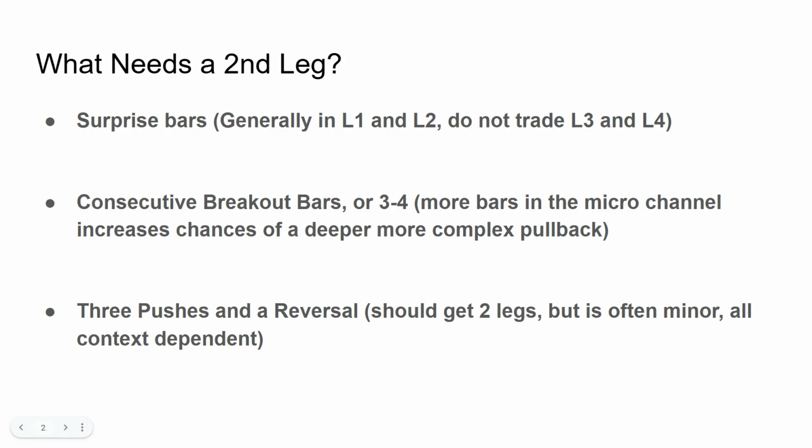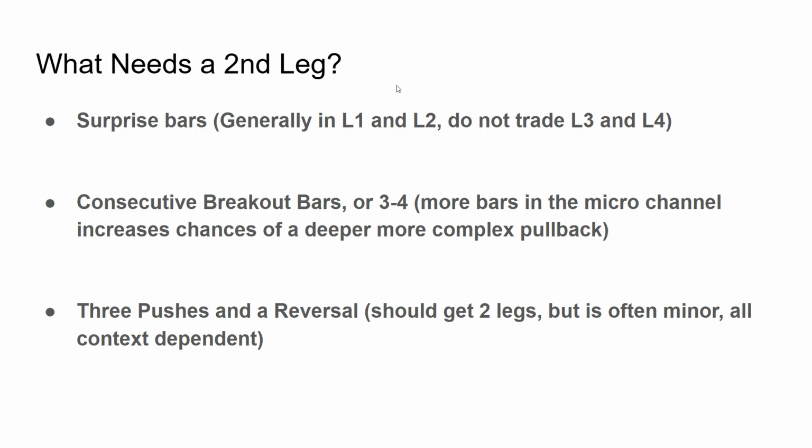So what needs a second leg? The three things I'm going to go over today are surprise bars, and generally in legs 1 and leg 2, consecutive breakout bars, or 3 to 4 bars. And again, the more bars you have in a micro channel, so 10, 11, 12 bars, the more likely it is you're going to get a pullback, and the deeper the pullback can be. So you need to learn how to get a good sense of when enough is enough as far as the height of a breakout goes, per se.